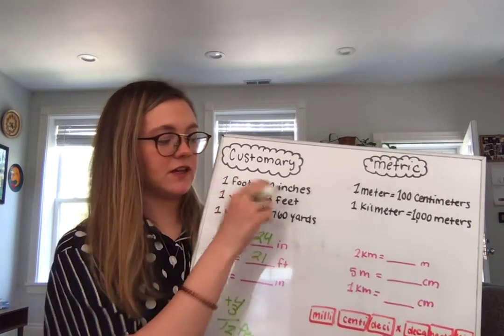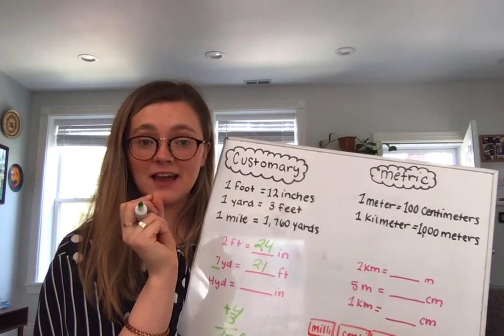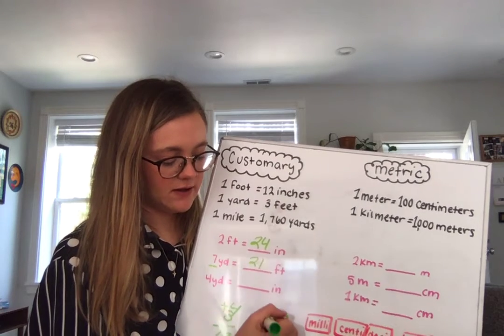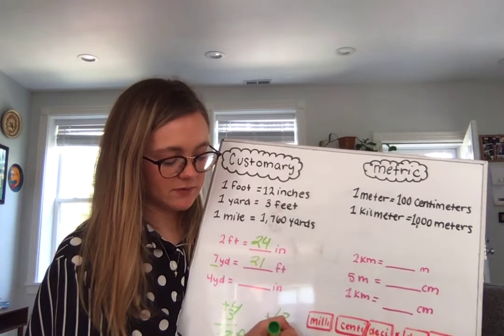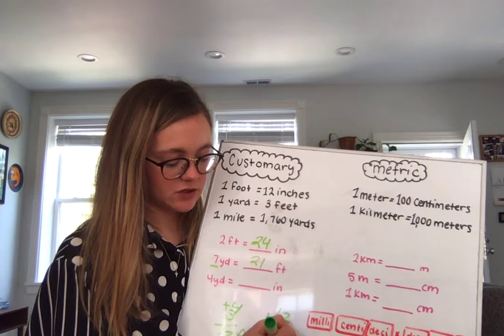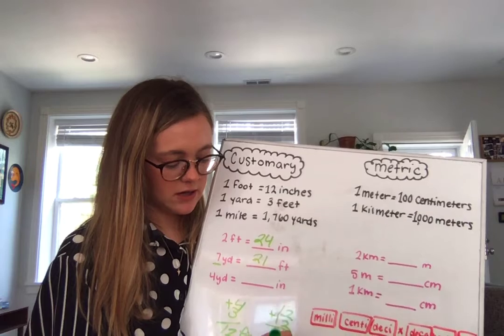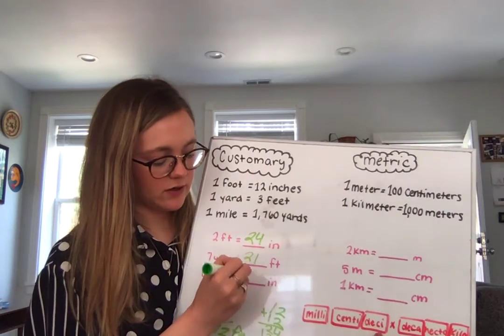Do I know how to get from feet to inches? Yeah, I multiply by 12. So I need to do 12 times 12. 2 times 2 is 4. 2 times 1 is 2. And I get 144.